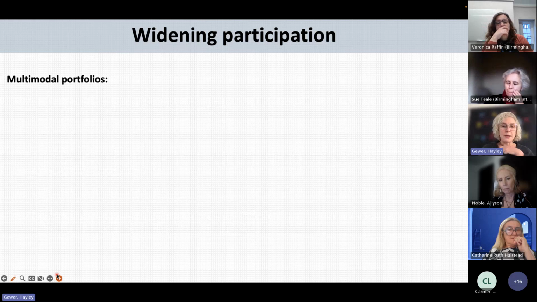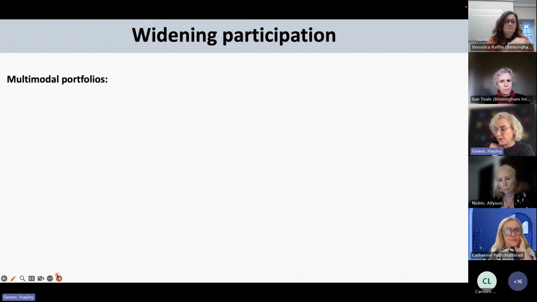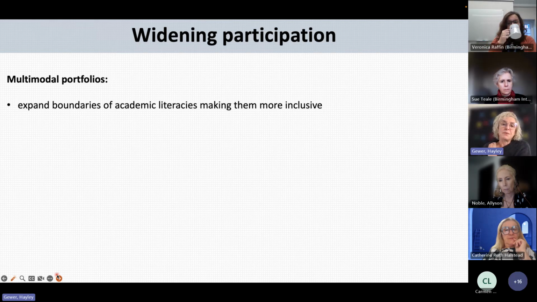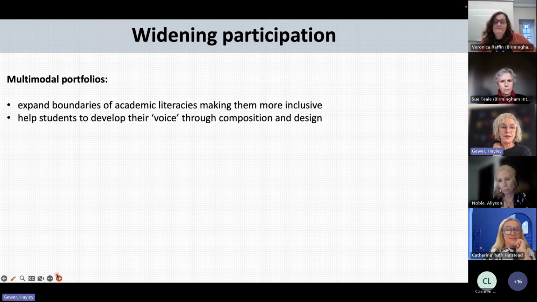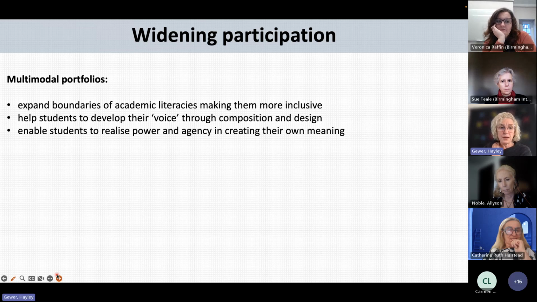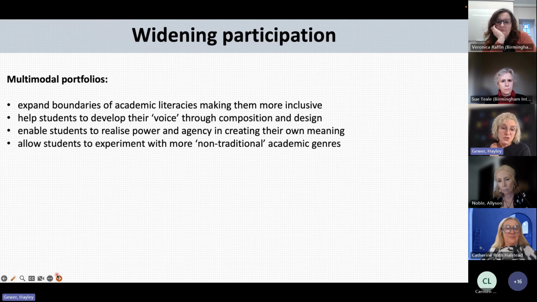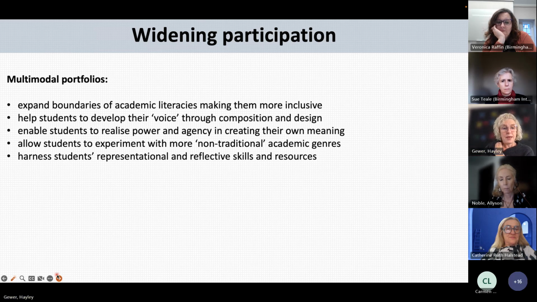So I want to quickly move on to widening participation. Why do I think that these portfolios have the potential for widening participation? They have the potential to expand the boundaries of academic literacies, making them more inclusive. They help students to develop their voice through composition and design. They enable students to realize their power and agency in creating their own meaning. They allow students to experiment with more non-traditional academic genres. They harness students' representational and reflective skills and resources.